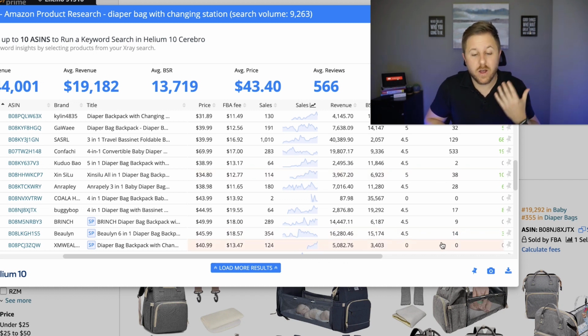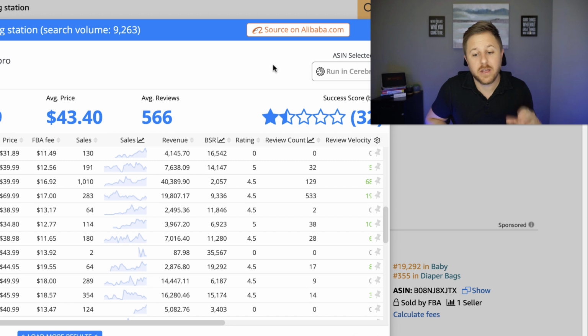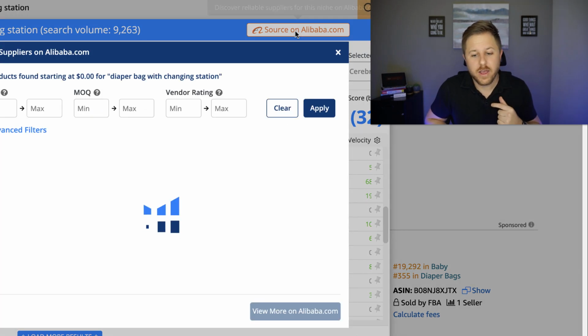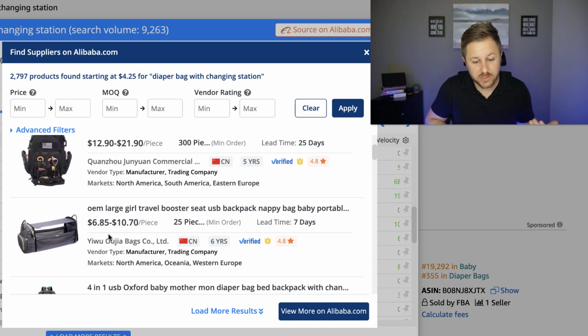A lot of these sellers are on page 1 with 0 to 10 reviews. Some of them even have like 20 to 50 reviews, and they're doing great revenue. So from here, I would wanna see if I could even afford to launch this product. So now with this new feature inside of Helium10 X-ray, we click right here on source on Alibaba. And then it's gonna pull up the basic price. So right here, they're around $8 to $10. These are a little more money. This one's $6 to $10. So there is room for profit.